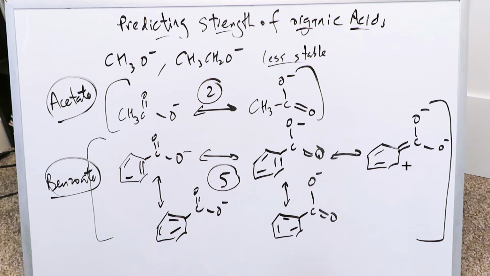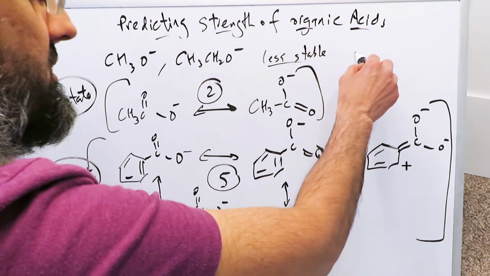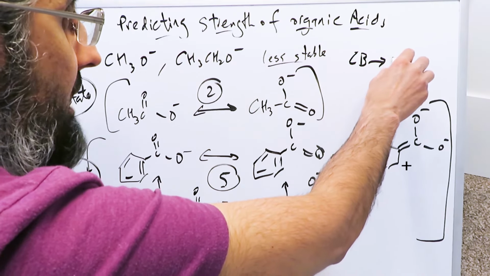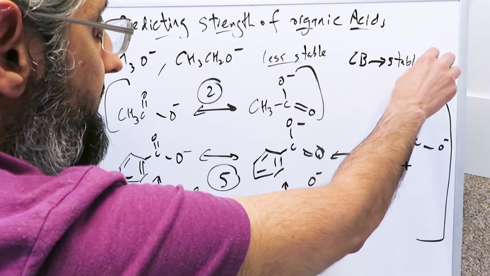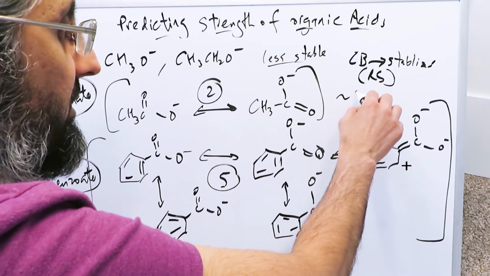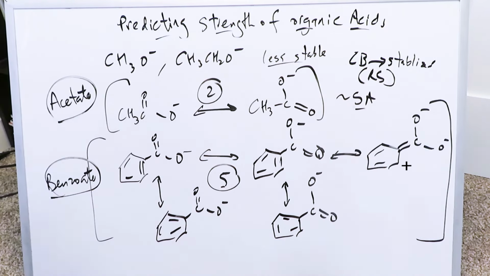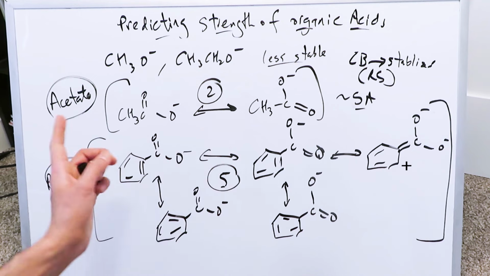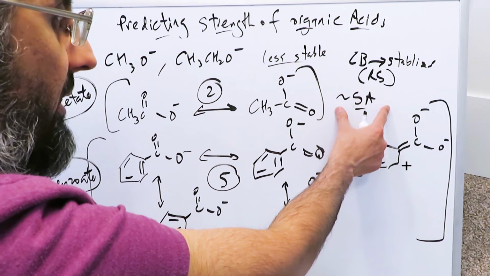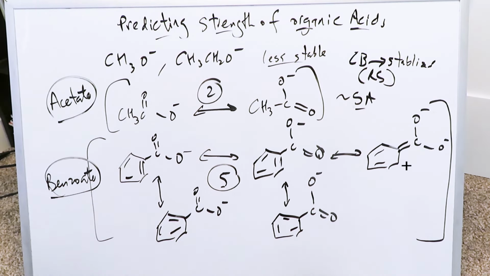So what's your take-home message for organic acids? If the conjugate base, which you know brings an oxygen with a negative charge, can be stabilized by means of resonance structures, which I'm abbreviating as RS, then it's coming from a compound which is a strong acid. If your conjugate base from an organic compound is stabilized by means of resonance structures, it's coming from a relatively strong acid. But remember, all organic acids are much weaker than mineral acids.